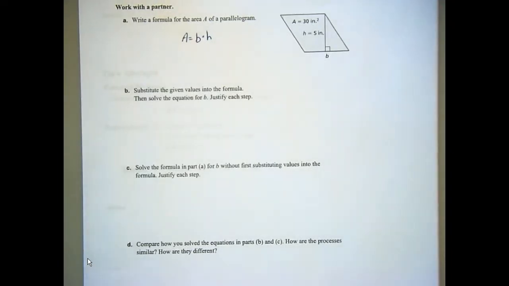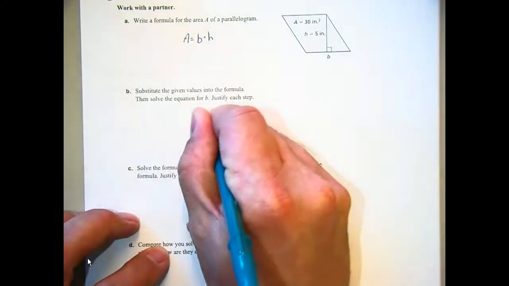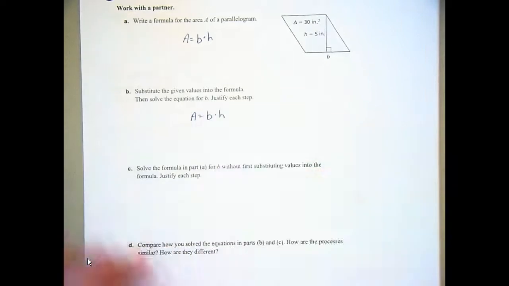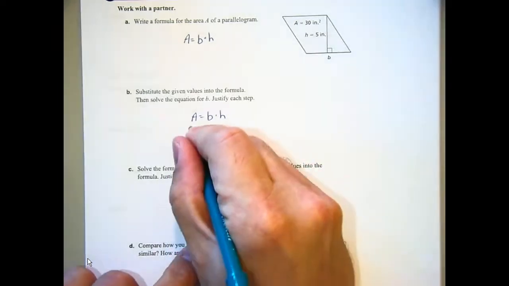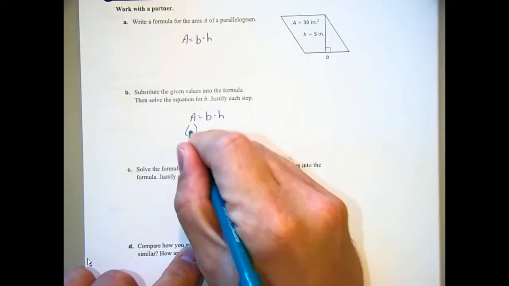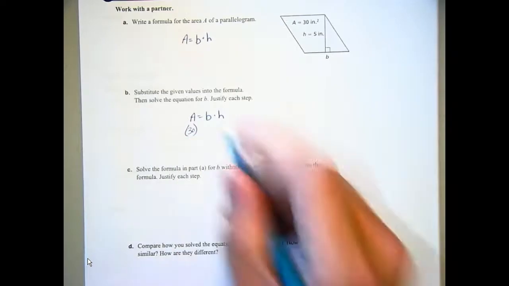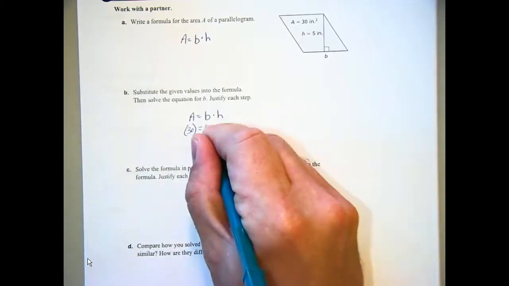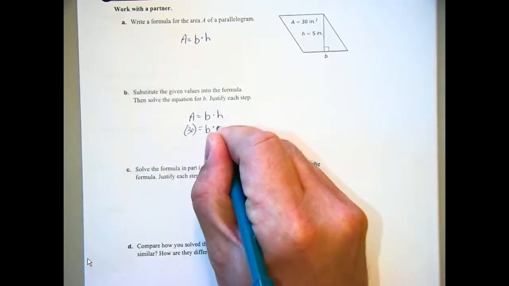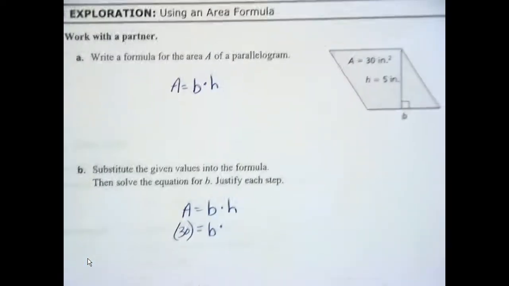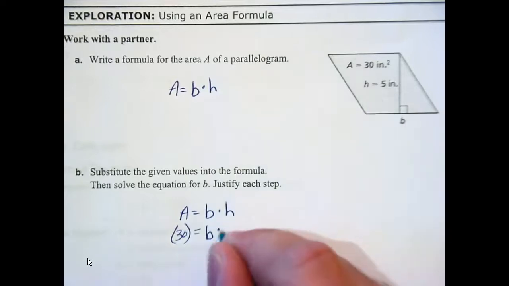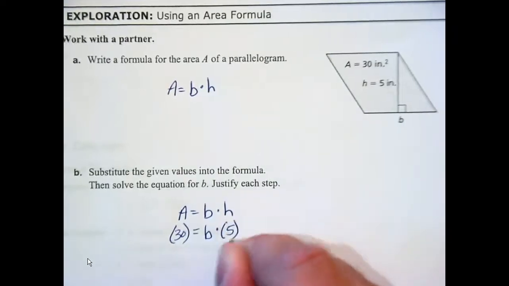All right, substitute the given values into the formula and solve. So if A equals BH, okay, which of those things do we need? Do we know H? We know A. Okay? So our area, notice when we substitute, we'll put parentheses. Area is equal to 30 times B, or A equals B times H. So we put the 30 in for A. And on the H, looks like height is 5, so we put 5 in for H.